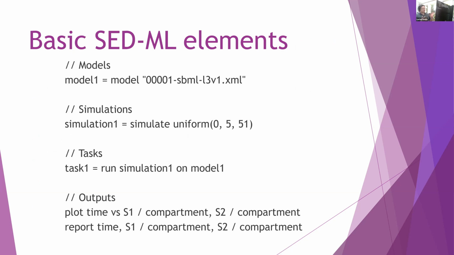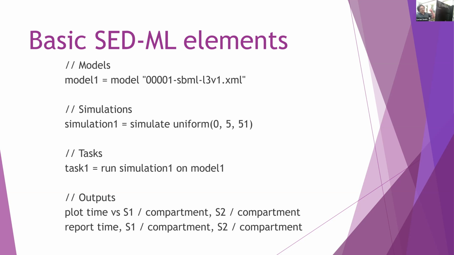So this is the basic elements of SED-ML. It's these 4 things. There are models. You define a model as a reference to a model. So here we have an SBML model, a file that you claim what it is. Then you can define a simulation, without referring to a particular model. This simulation one is just a uniform time course from 0 to 5 with 51 points. And then a task connects those two. So a task would say, I want to run simulation 1 on model 1, and then you actually run a uniform time course using that particular model.